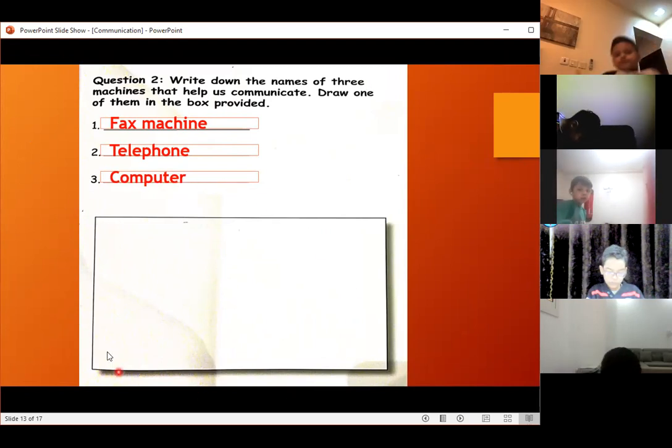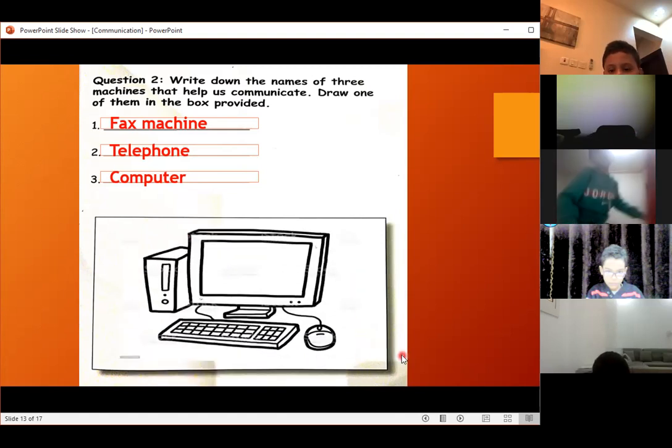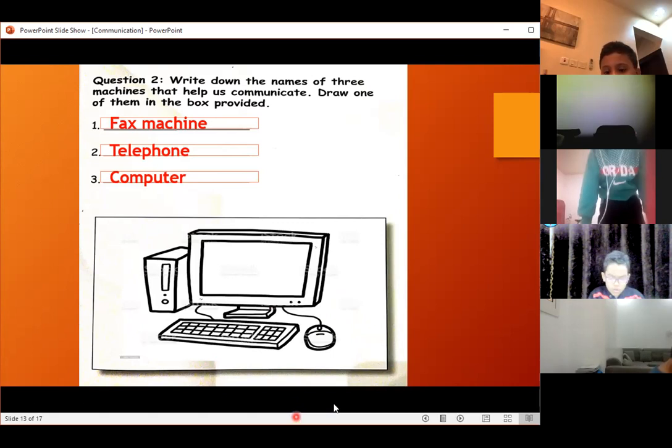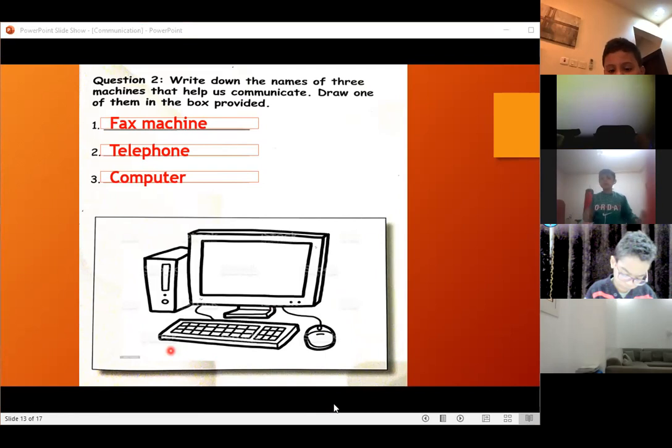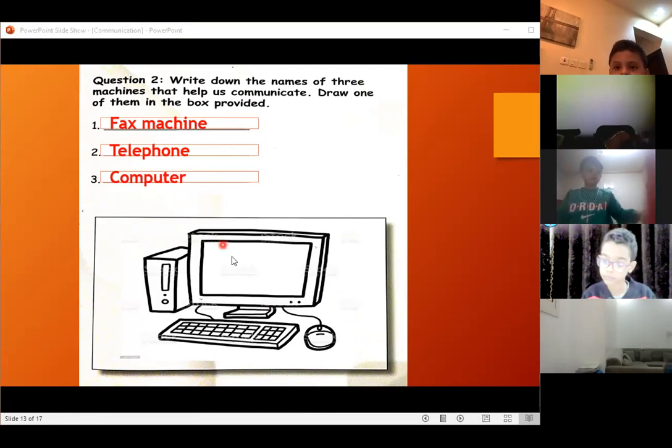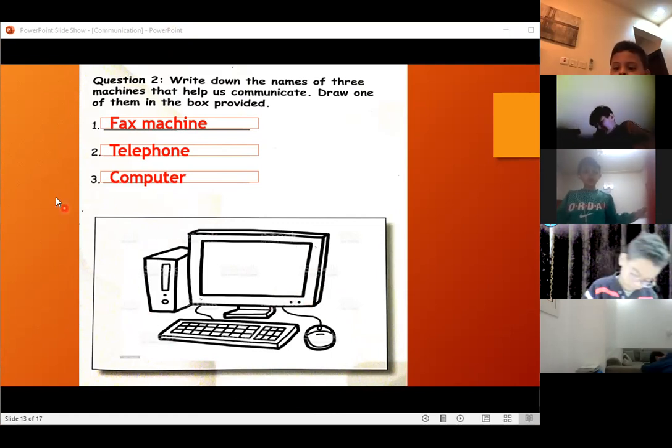Okay, and you can draw a picture. Stop talking. I draw this one. Yes. The telephone I draw. Okay. So as you see, you can draw one of them in the box provided. So I draw the computer picture. Okay. Yes. Whatever you like to draw, you can draw in your book.